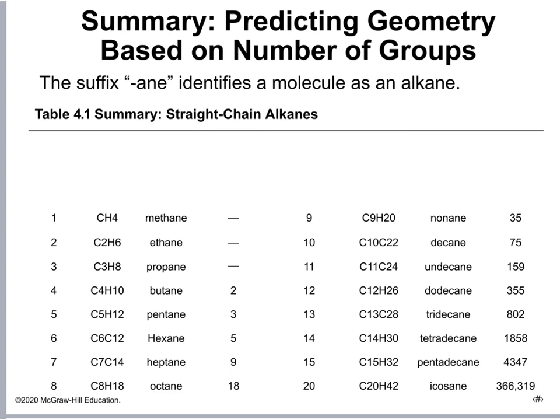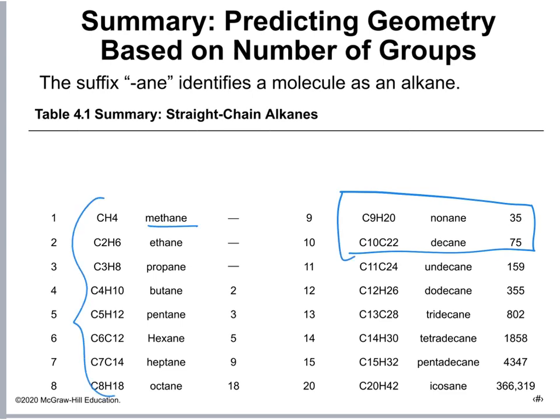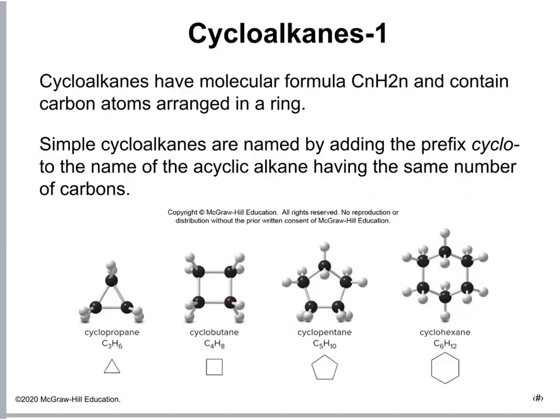You need to know up to 10. Okay, so there's 10 carbons. So methane is 1, ethane, propane, butane, pentane, hexane, heptane, octane, 8. And we got one more there. Nonane, you get it in 10, decane.